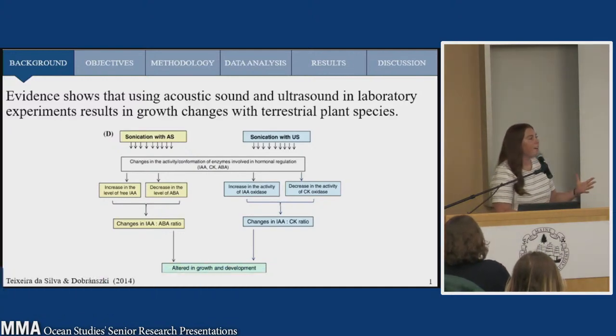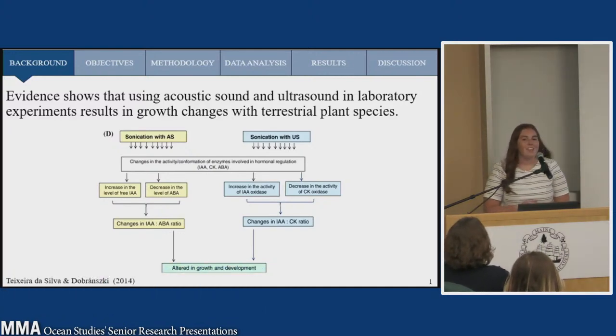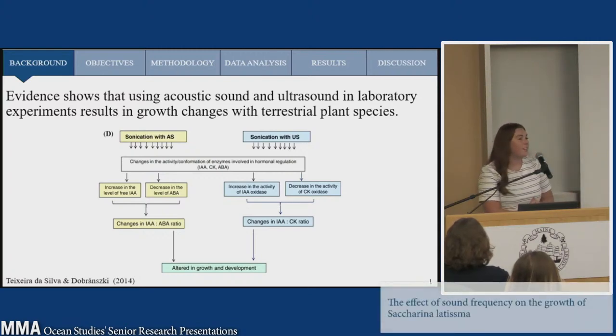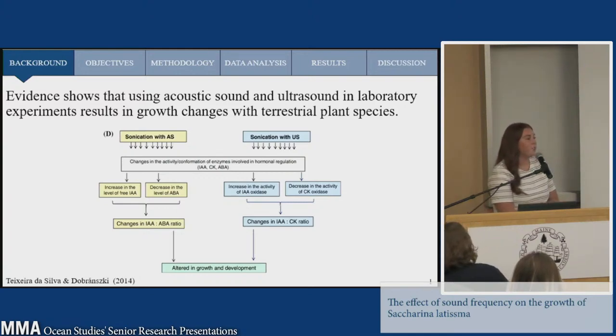So just a little bit of background on why I did my study. We have all heard today that anthropogenic sound is an increasing area of study due to it being a recognized noise pollutant, both in marine environments and terrestrial. And there have been studies done that have shown that terrestrial plants do, in fact, respond to sounds in their environment and also to set frequencies within laboratory experiments.